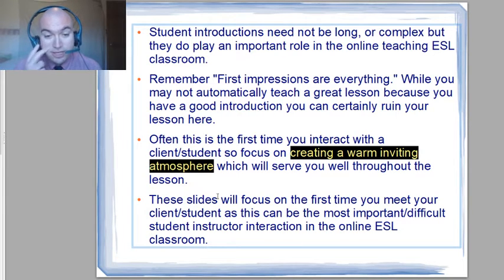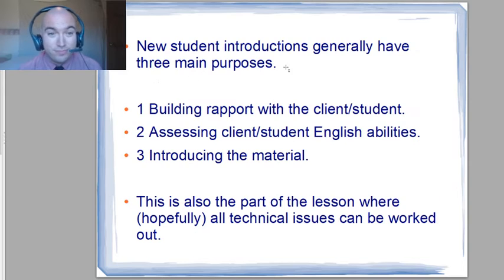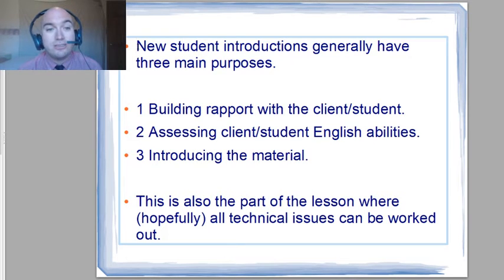Okay? Now these slides will focus on the first time you meet your client, as this is the most important and difficult student-instructor interaction in the online ESL classroom. Okay, now new student introductions have three main purposes. You need to build rapport with your client, you need to assess their English abilities, and you need to introduce the material of the general lesson. Now, this slideshow will show you how to do these three things. It's also the part of the lesson where hopefully any technical issues can be worked out. If you don't do it here, they're not going to go away by themselves.